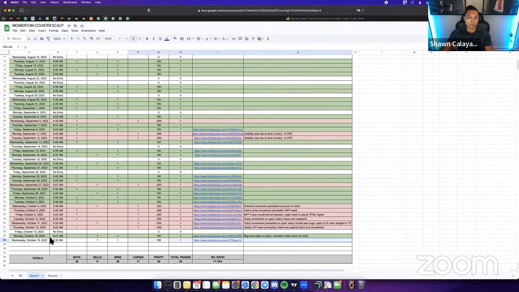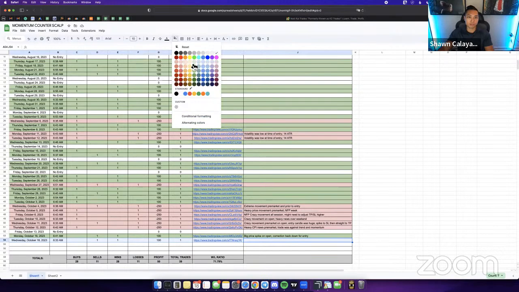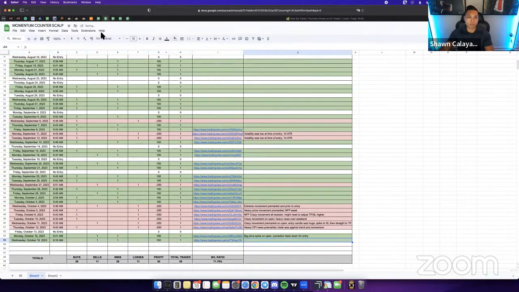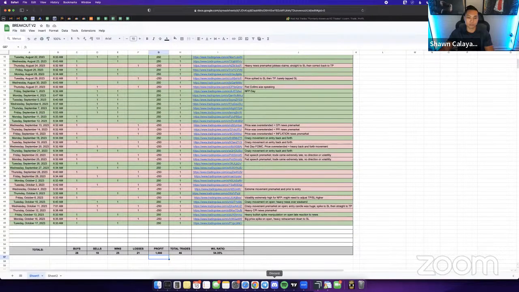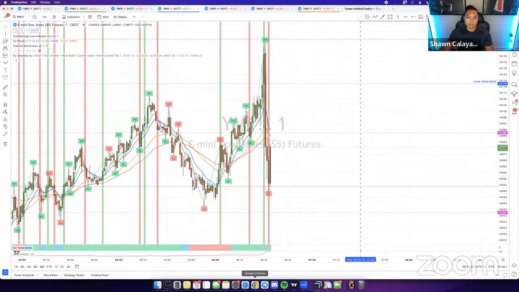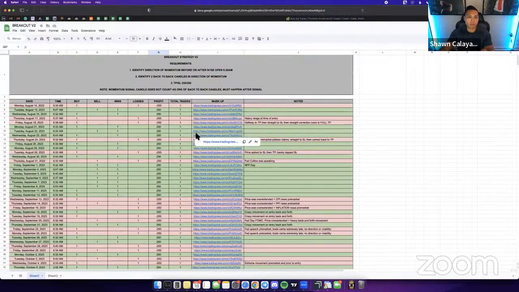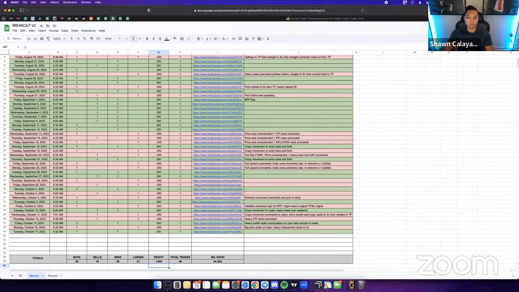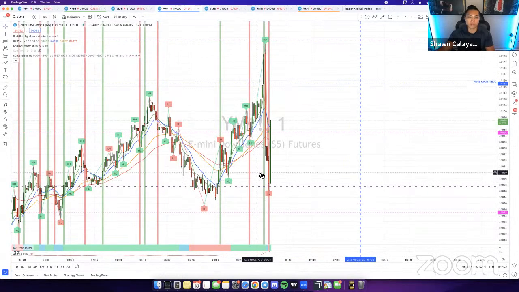Okay, so for today, first entry that came up was the momentum counter scalp, full TP right there. Next entry that we're looking for is the breakout V2. So we currently have a sell signal right here. We're looking for 2 red candles.